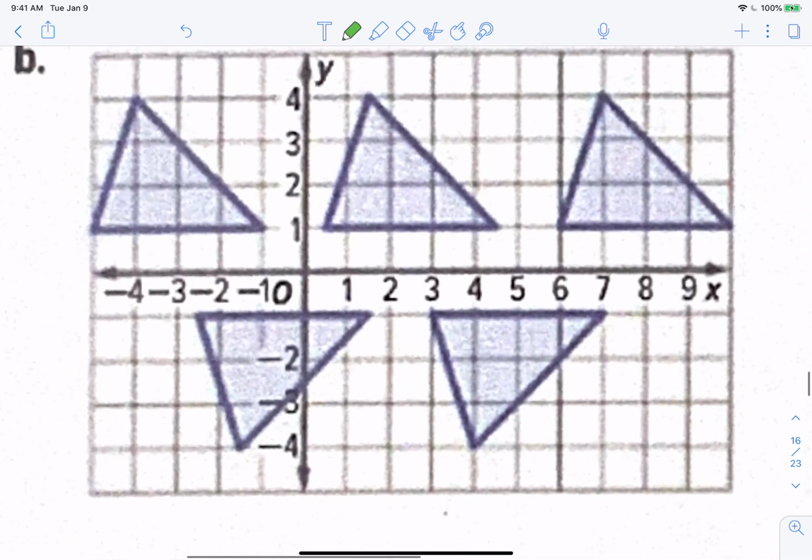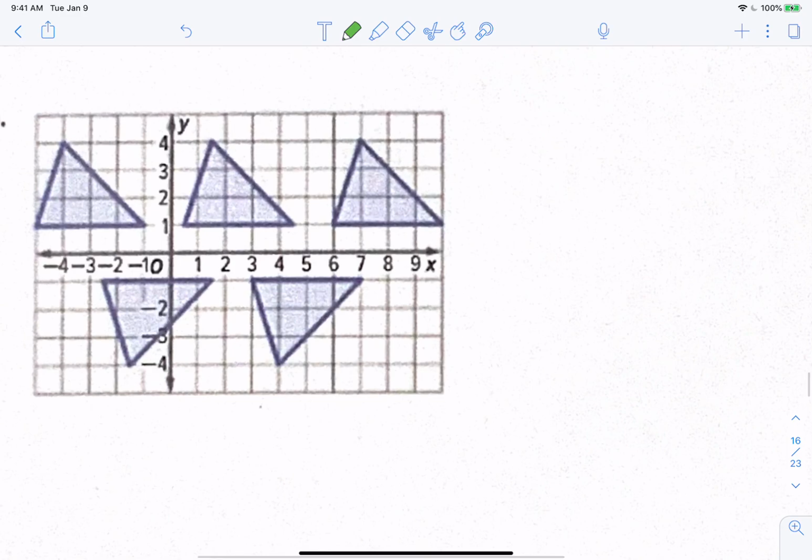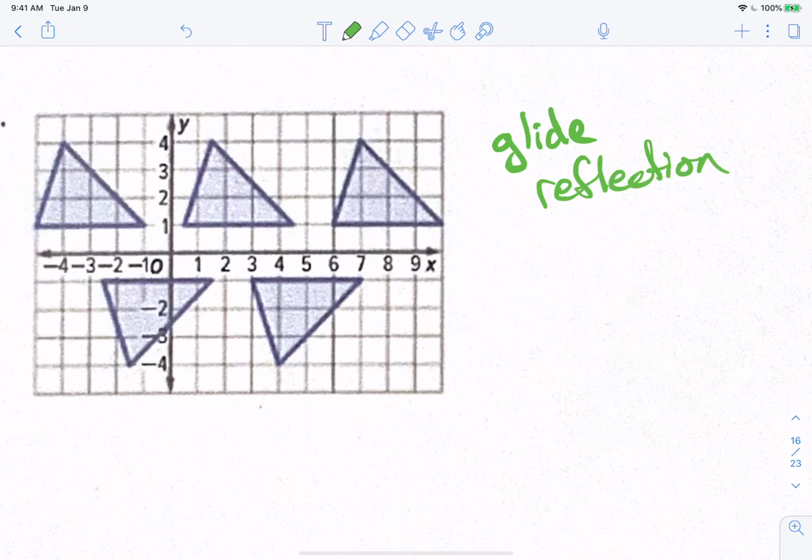All right. What are we doing to get from each image to the other one? What's this called? Do you remember? The footsteps. Very first thing that we talked about. What's that called? Reflection. This is a glide reflection. I can't spell glide. Let's undo that and do that again. Glide reflection. Great.